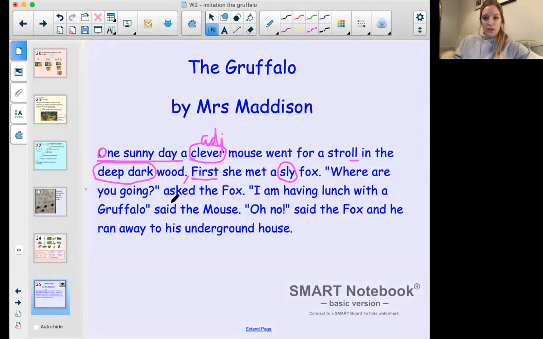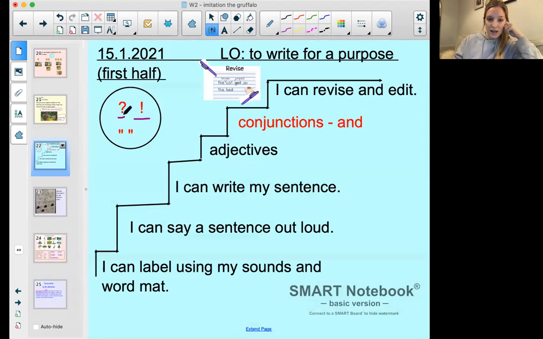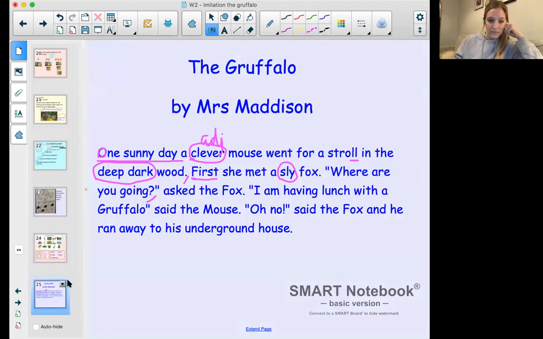Ooh, what have we learned in our reading lessons? When we see that word "asked", what kind of sentence comes before it then? It would be a telling sentence or an asking sentence when we see the word asked. That's right, it's an asking sentence, which is a question. So I've used a question mark, which was on my steps to success.